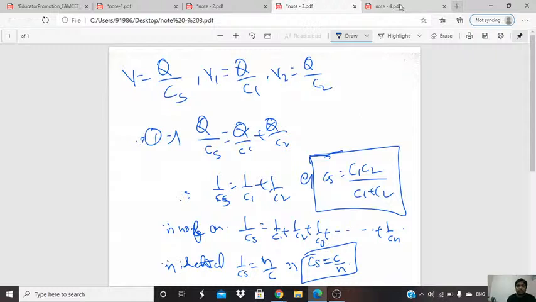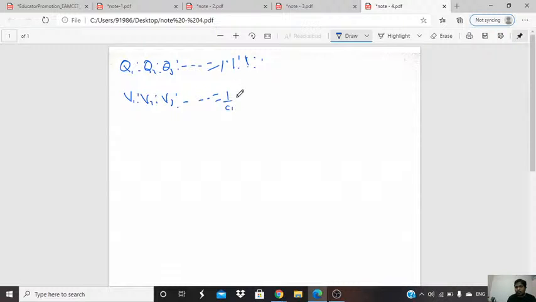Now, what is the ratio of charges here? Q1, Q2, Q3, so on. It is equal to 1:1:1 ratio, right? But what about the potential ratios here? V1, V2, V3, so on. Q by C1, Q by C2, Q by C3, Q cancels. So 1 by C1 : 1 by C2 : 1 by C3, so on.